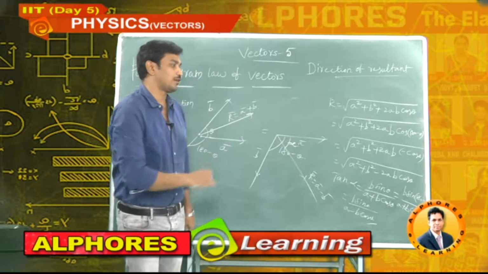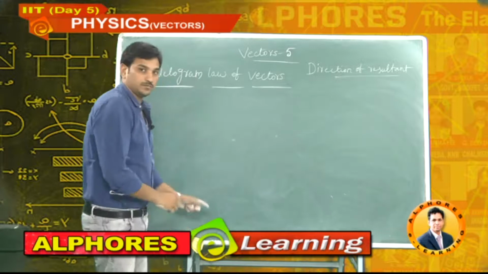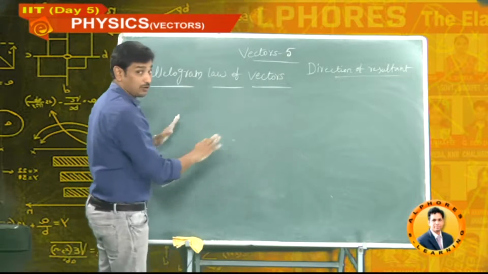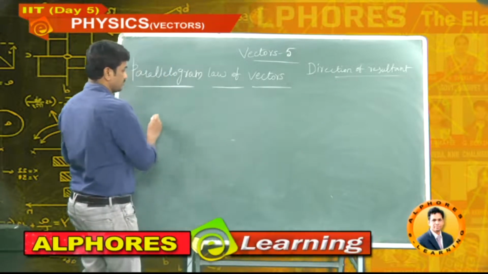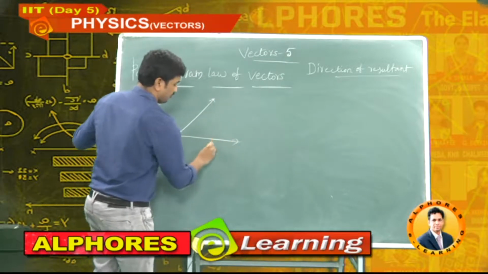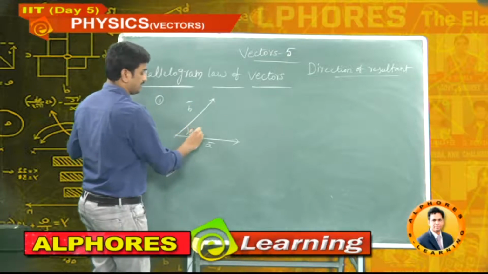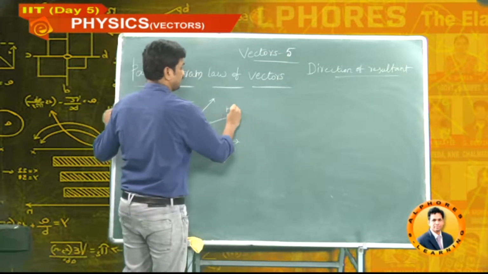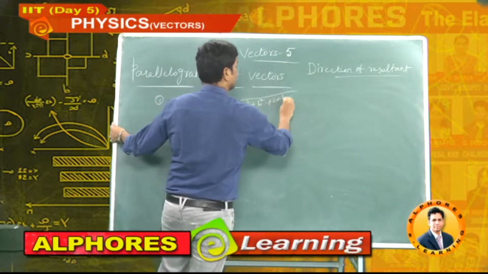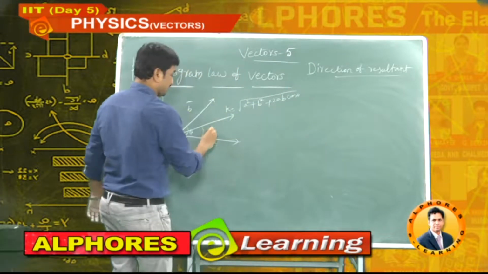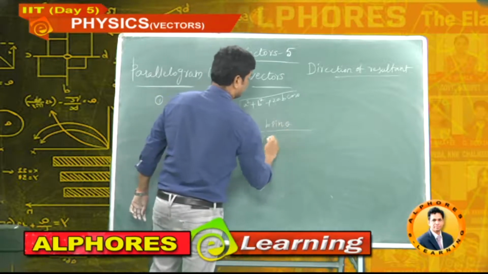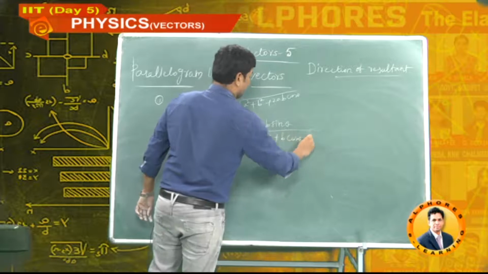the formulas depending on this parallelogram law of vectors. See, overall for the parallelogram law of vectors, what are the formulas we use here? First one, I am just giving the final formulas. A bar, b bar, angle theta. What is the resultant formula? Under root a square plus b square plus 2ab cos theta. Now what is alpha? Tan alpha is equal to b sin theta by a plus b cos theta.